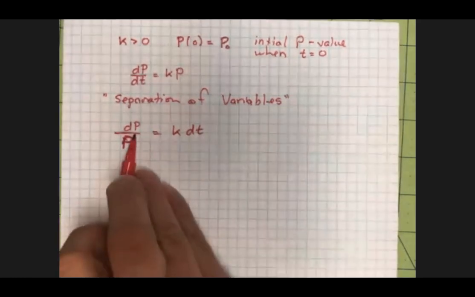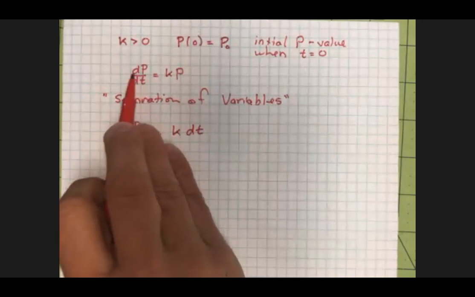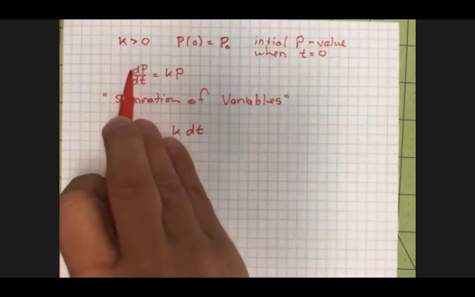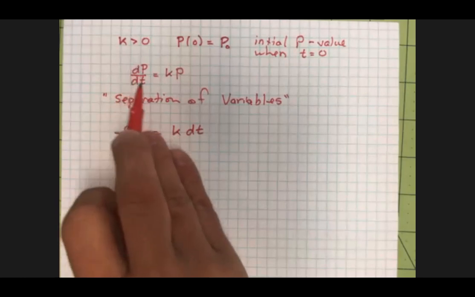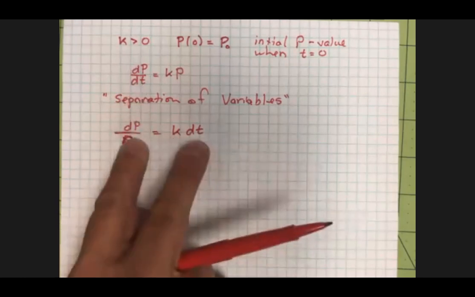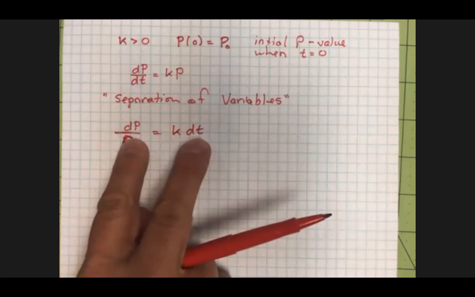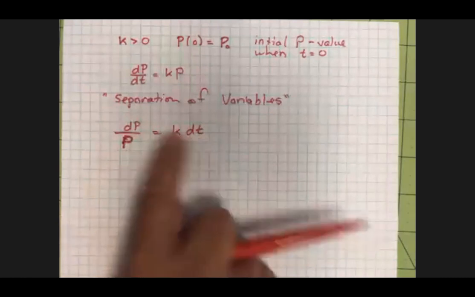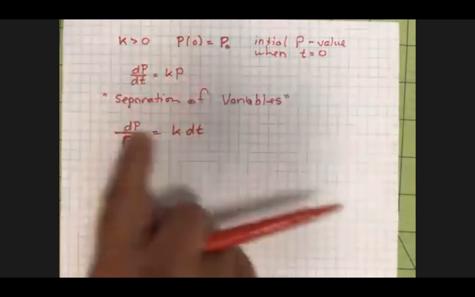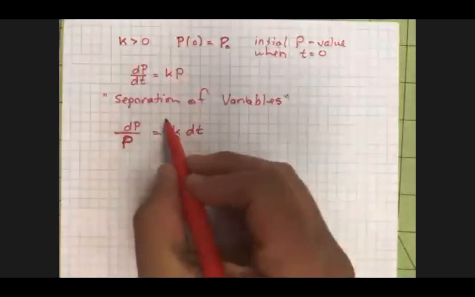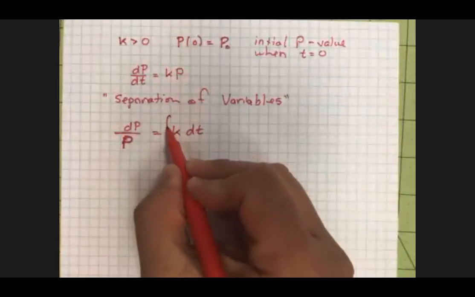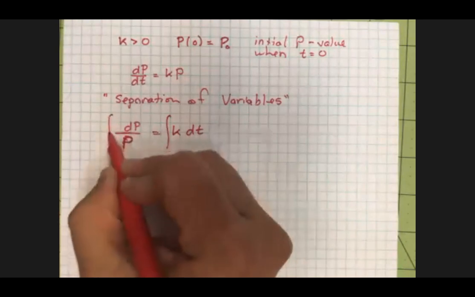You say, you can't do that. You can't separate dP and dt, that's not a fraction. That's an instruction. It's called differentiation. I say, get over it. You separated them when you did integration in Calc 2, right? So let's just pretend it's a fraction that I can separate into two different variable pieces. The value of this is, maybe now I can integrate both sides.